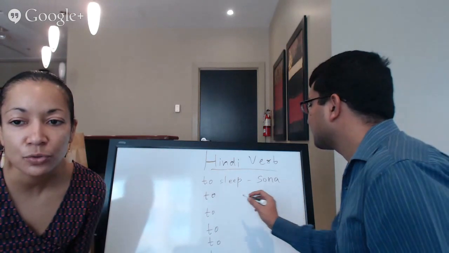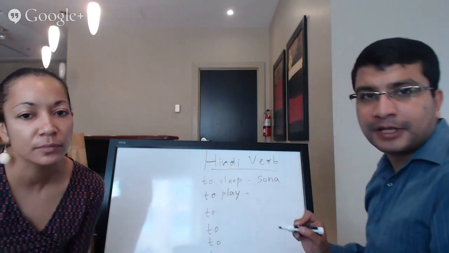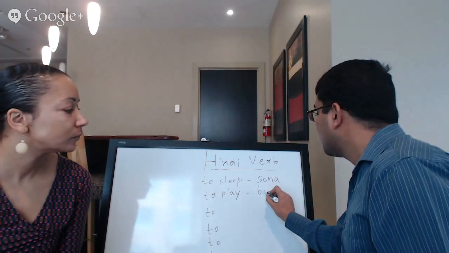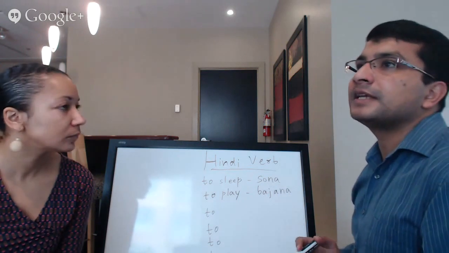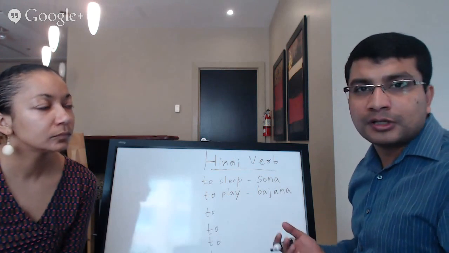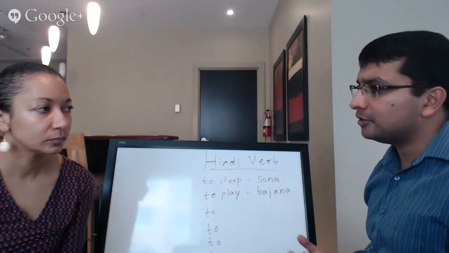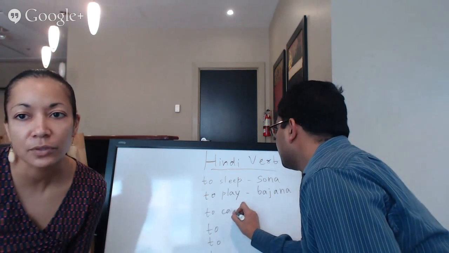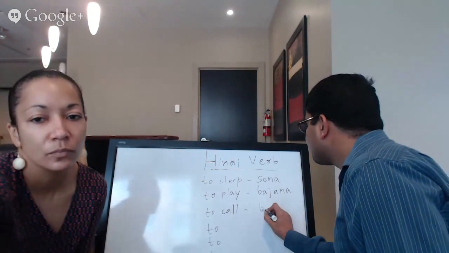So we have to play an instrument, which is Greg's question. And Monica has asked to call someone. Okay. To play is bajana. So let's say I want to say I play flute. So I'll say मैं flute बजाता हूँ, or मैं बांसुरी बजाता हूँ. Okay, bajana. And next one is to call someone, which was Monica's question. To call is a very good one. It means bulana.